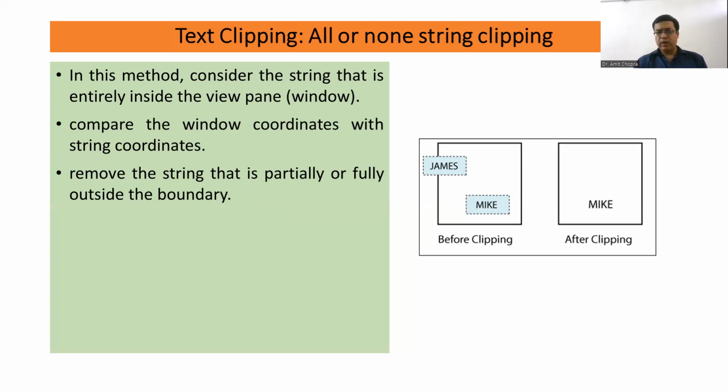Now we can have an example, like there are two strings, James and Mike. Before clipping, James and Mike, two strings. After clipping, we will get only Mike, which is completely inside the window.